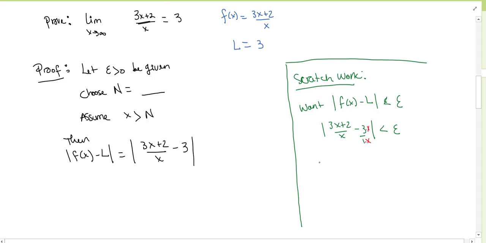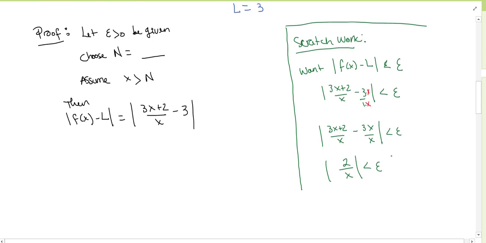So we're going to have the absolute value of 3x plus 2 over x minus 3x over x less than epsilon, put it together. 3x minus 3x, those cancel, so I just have 2 over x is less than epsilon. Now remember here, we're saying that x is going to infinity.